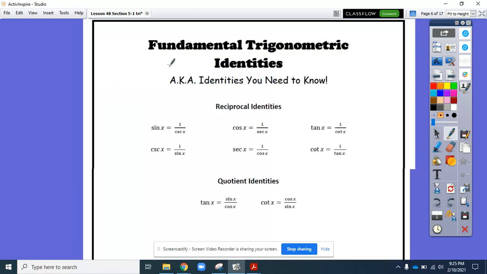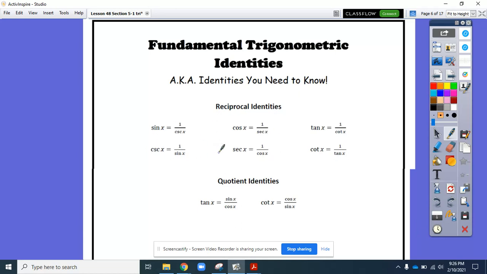So what I want to do is go through the sheet that hopefully you printed on the fundamental trig identities. This says AKA identities you need to know. These are going to be things that we're going to be using all throughout. The better you know them, the easier these will be. So let's start out with our reciprocal identities.